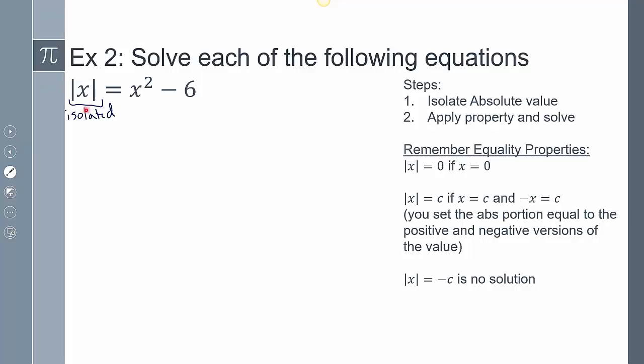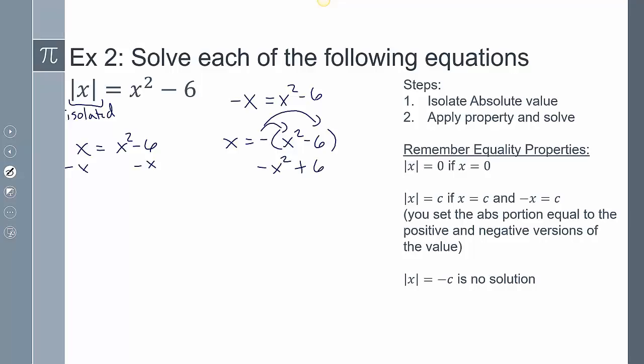It is isolated already, so we're good there. My first one, what's inside the absolute value equals c, and then my next one is going to be the negative version of my absolute value equals c. Now I just divided both sides by the negative, which is why it looks like that. And now solving for these, this is a quadratic equation, so I want to bring everything to one side. I distributed the negative here, I subtracted x on both sides here, I distributed the negative here, so that's how I got the negative x squared plus 6.